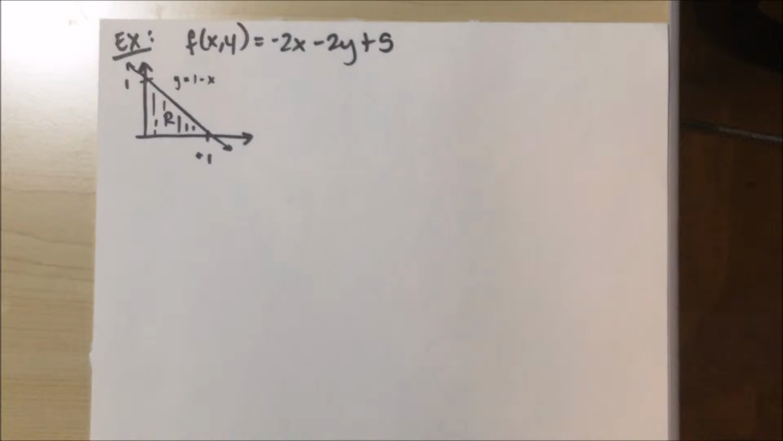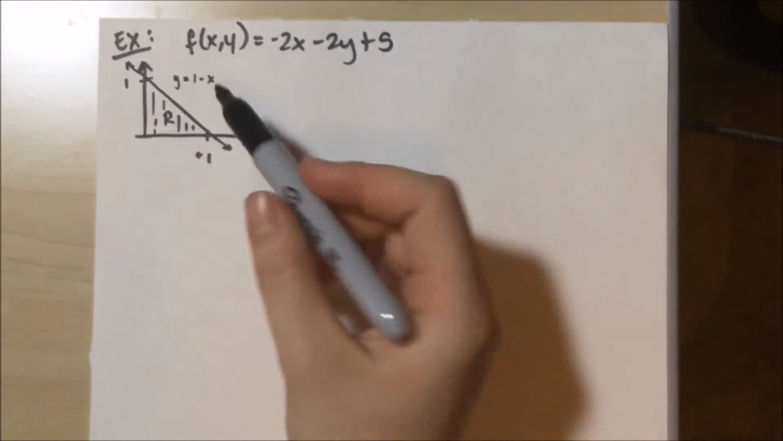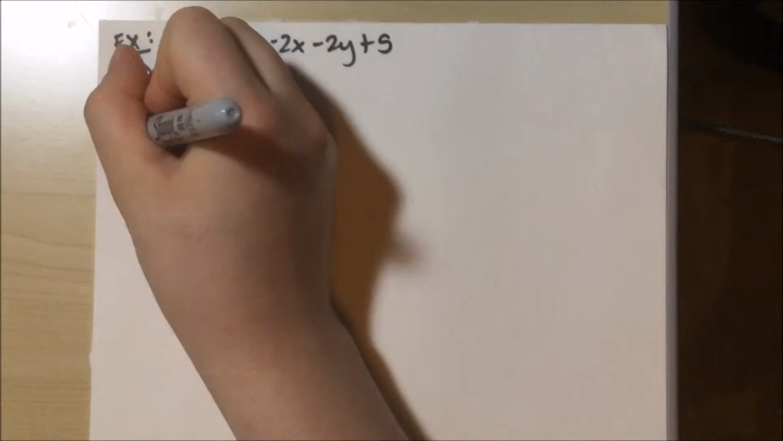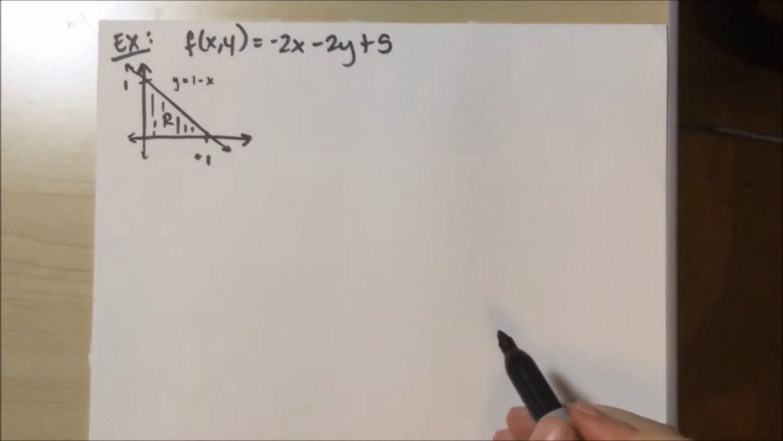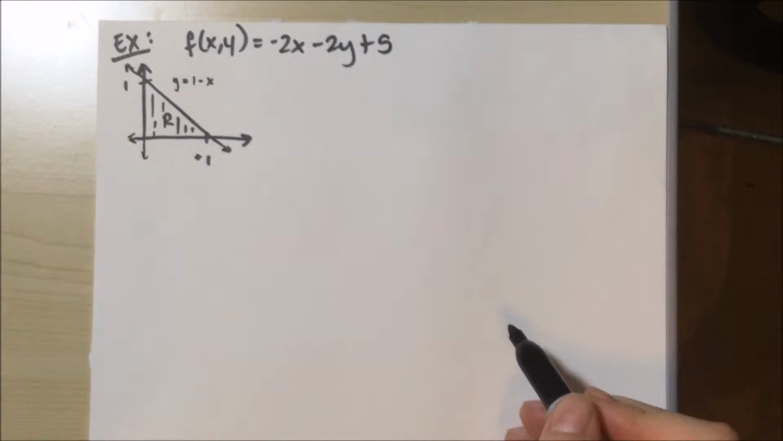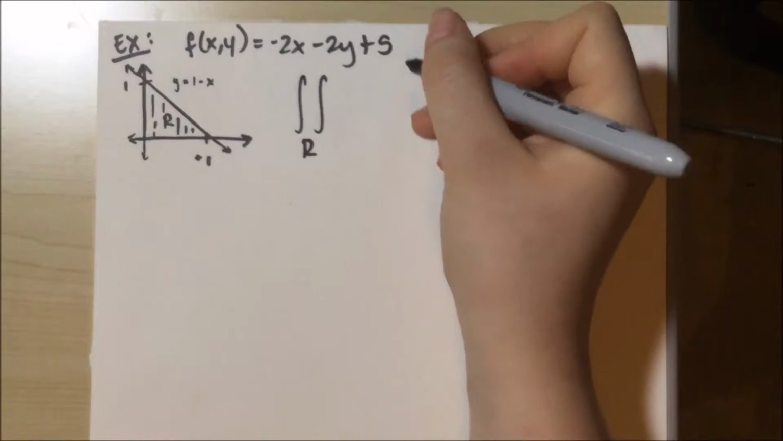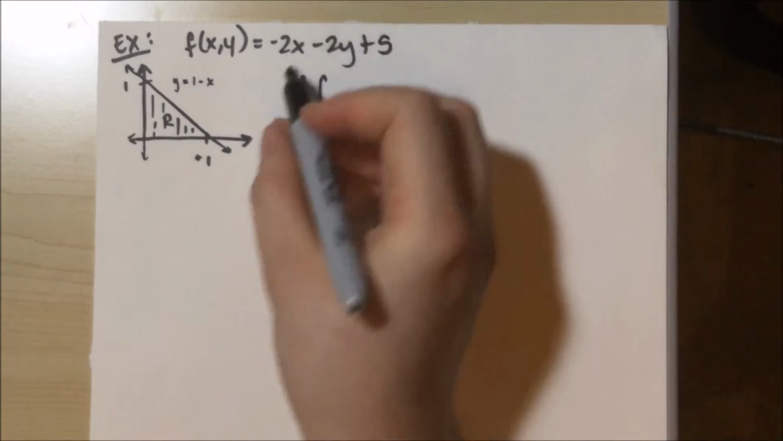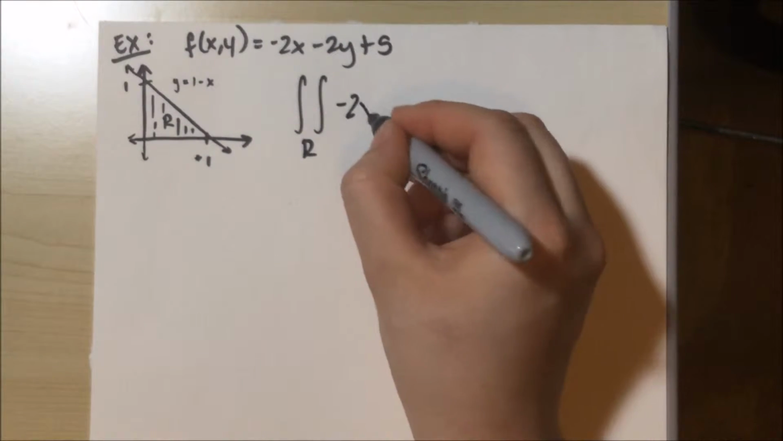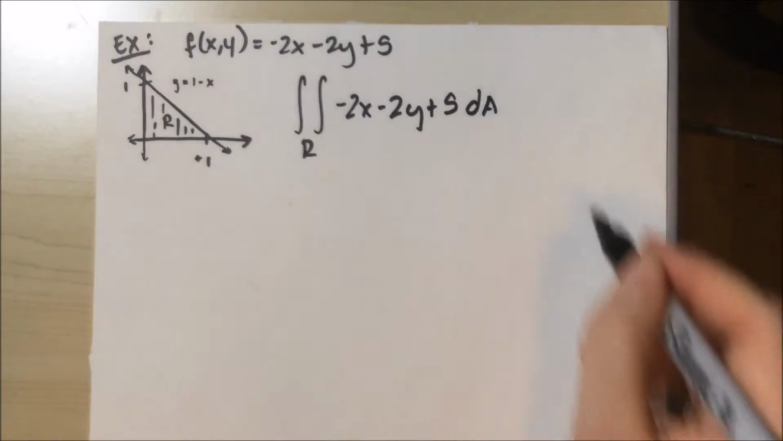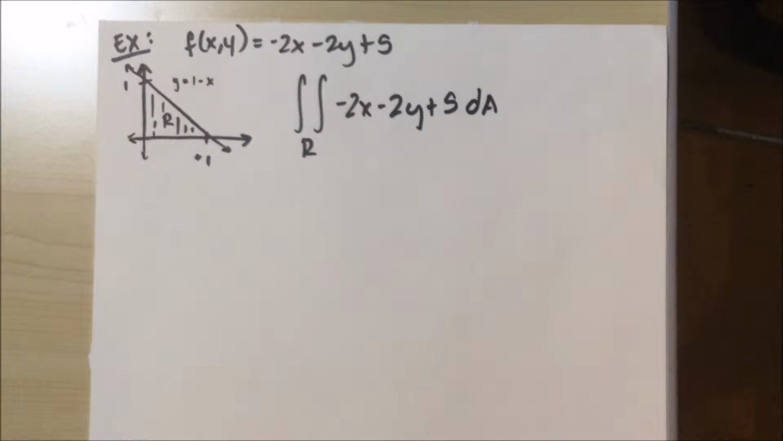Okay, so I'm asked to integrate over the area R, and this is my xy axes. So what I'm going to do is I have my double integral over the region R of my function. It's right there, so I have negative 2x minus 2y plus 5 dA. Okay, so now I need to figure out how I'm going to set this up.